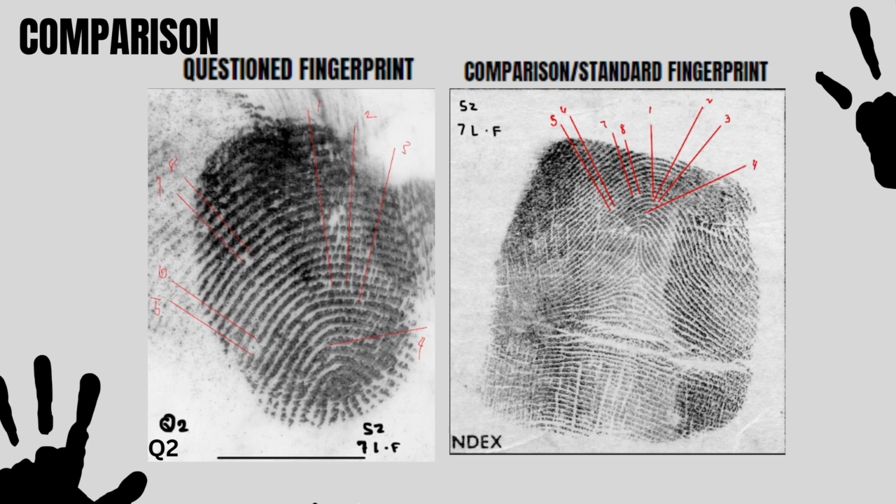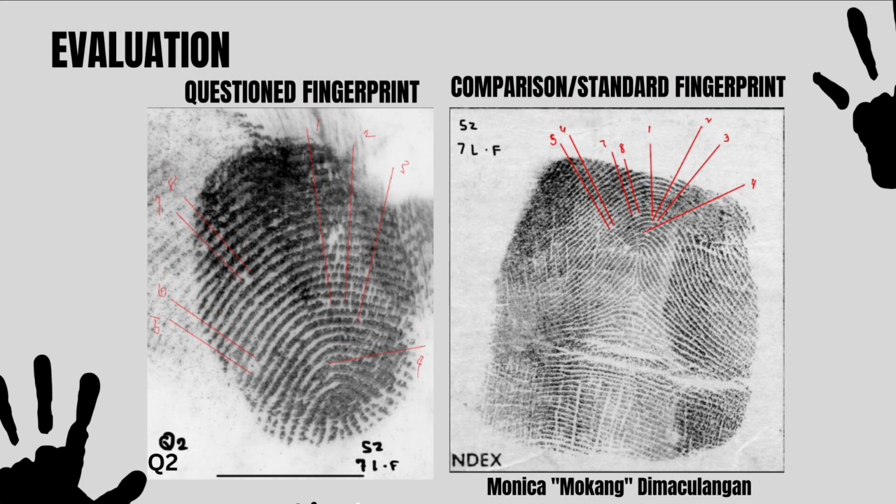And going to the left corner after 4 ridges, point 5 is located and it is also an ending ridge. Moving upward from point 5, it is point 6 where an ending ridge is also located. And going up to the left corner after 6 ridges is where point 7 is located, and it is also an ending ridge. And moving right from point 7 is point 8, which is also an ending ridge. Upon doing evaluation, Q2 and S2 came from the same source, which is Monica Mokang di Makulangan.